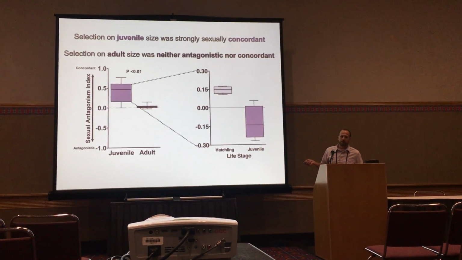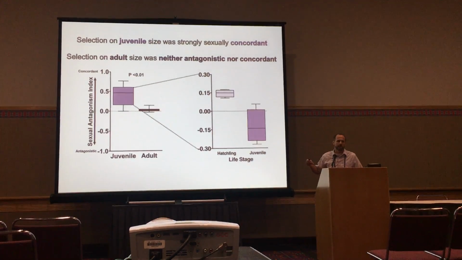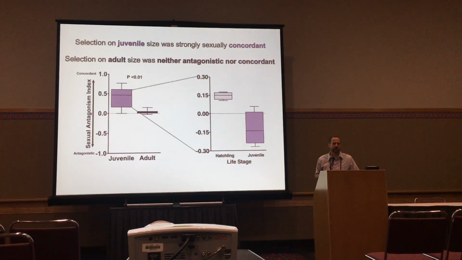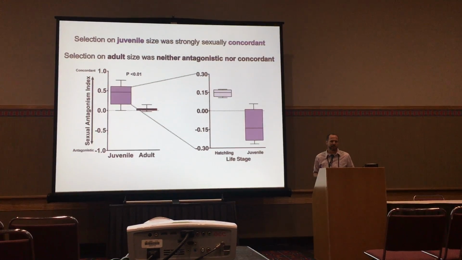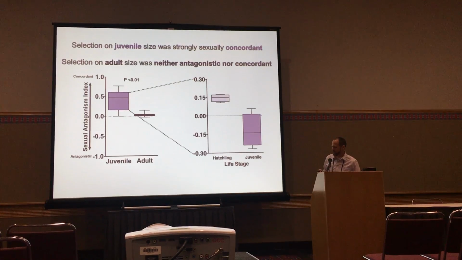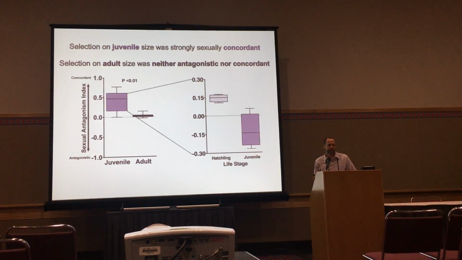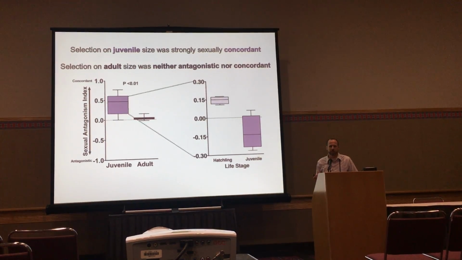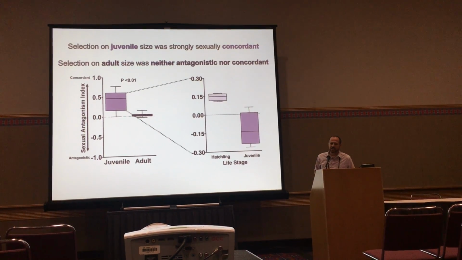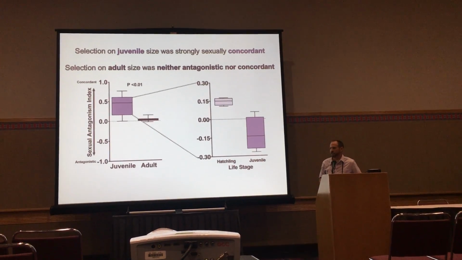And then I partitioned the remaining into 2 size classes. Hatchlings, which are 23 millimeters or smaller, that's basically the size they come out of the egg at. And then juveniles, which are 24 to 30 millimeters. And here, I still see positive concordant selection in hatchlings. So I think it is bigger is better. It's not just all age variation.